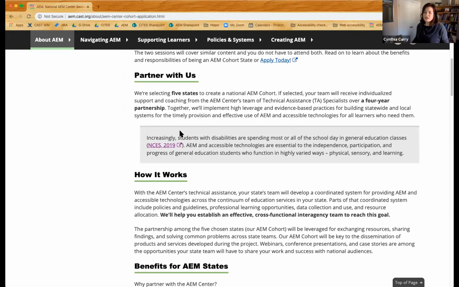This page shares with you everything you need to know to get started. You probably have additional questions. But partnering with us means that you're working with us to implement what we would call high leverage and in some cases evidence-based practices that lead toward comprehensive, robust systems in your state for providing AIM and accessible technologies.